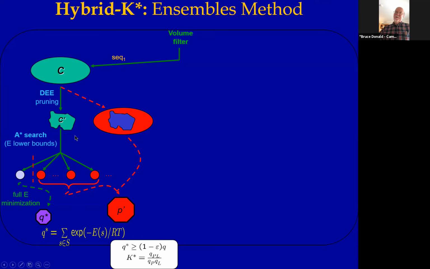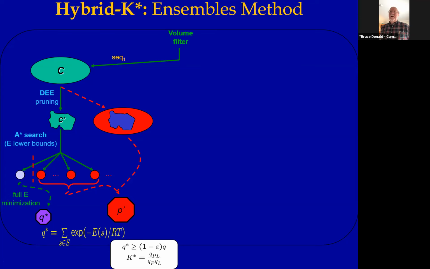Now, A-star search proceeds and it enumerates conformations out of this representation in order of energy lower bounds. And as they come off the queue, we do full energy minimization of those, and we add them to the partition function. How? Well, if you get the first one, the sum is initialized to 0 plus this exponential here. The second one would be that plus the next one, and so forth. So we just sum them up in here. Now we have an approximation to the partition function.